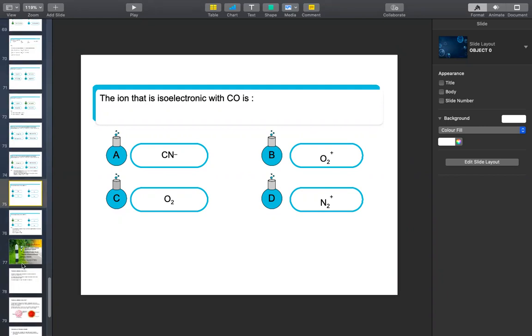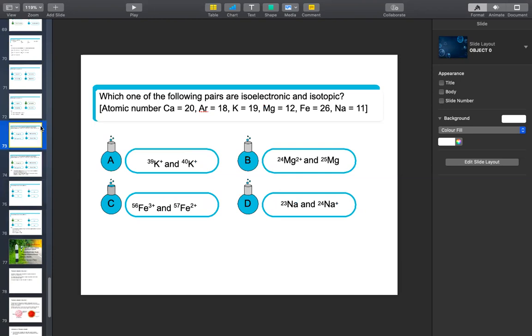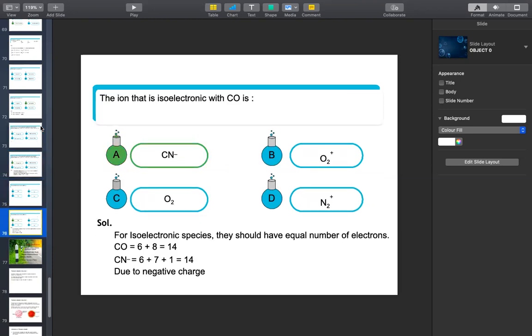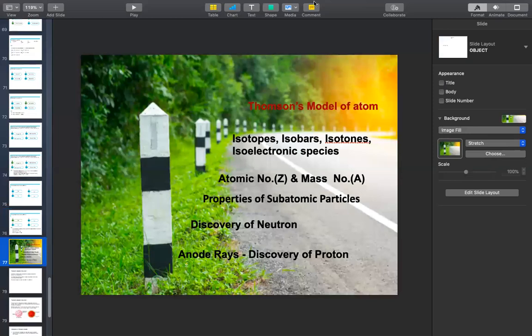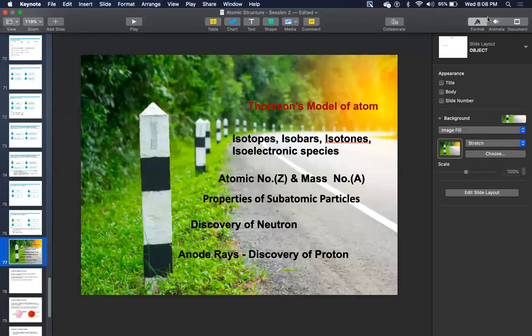Okay, cyanide. Just see the CO electrons. Oxygen has 8 electrons, carbon has 6 electrons. 6 plus 8 is 14. You need to check for 14 electrons. It seems A is the answer, I can see 14 electrons. Carbon 6, nitrogen 7. One negative charge means one extra electron. 6, 7, 1, total 14. Got it? Any doubt?